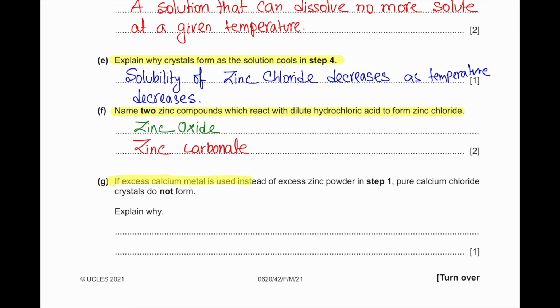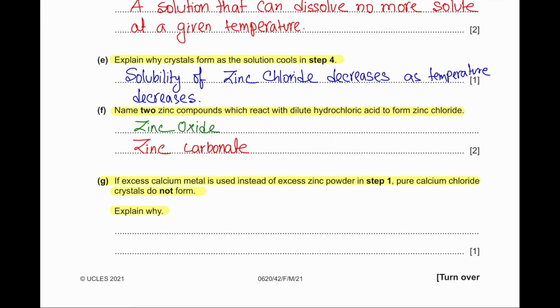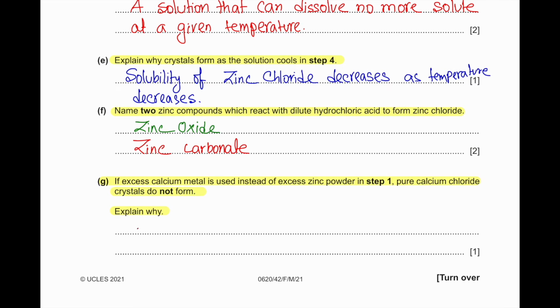If excess calcium metal is used instead of excess zinc powder in step 1, pure calcium chloride crystals do not form. Explain why. The reason is calcium is very reactive. So calcium will also react with water if it is in excess.